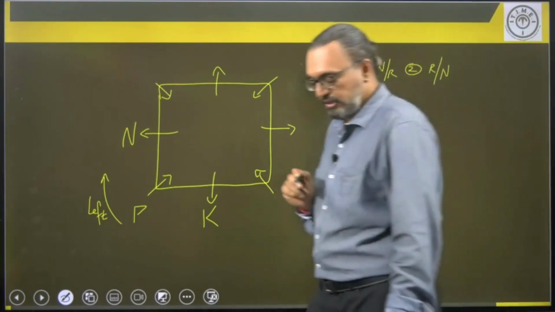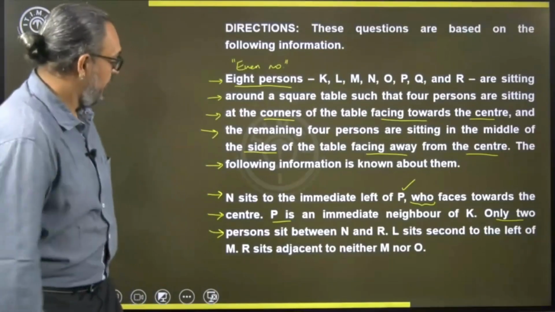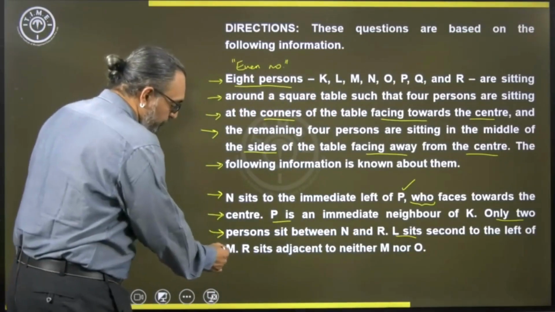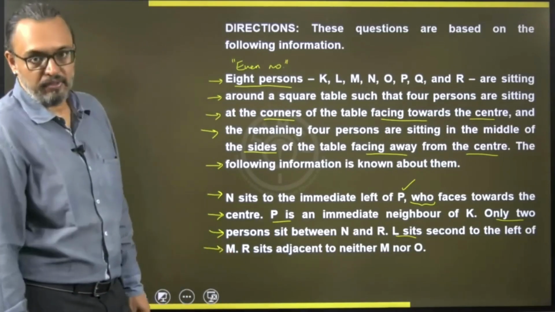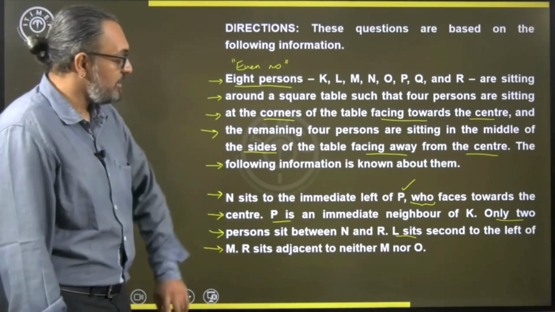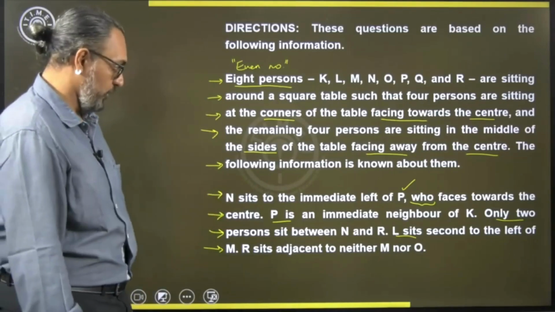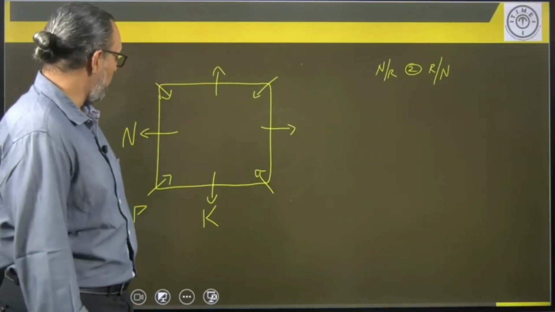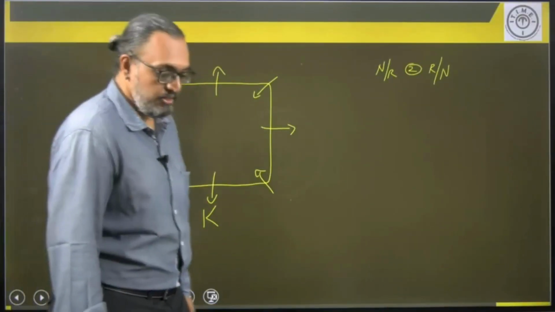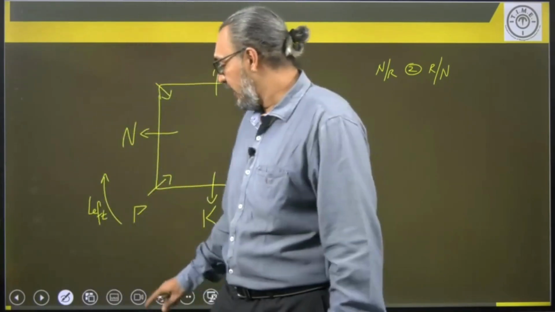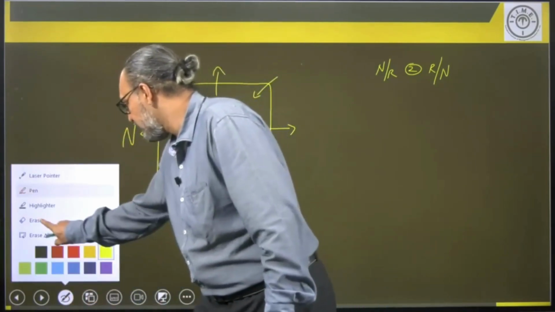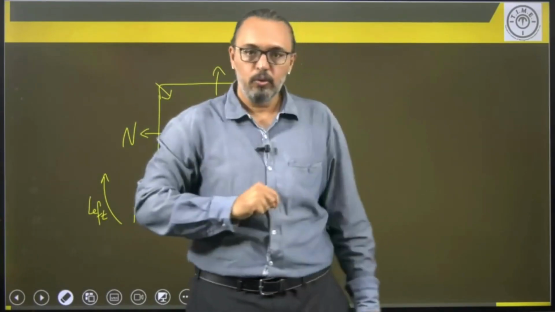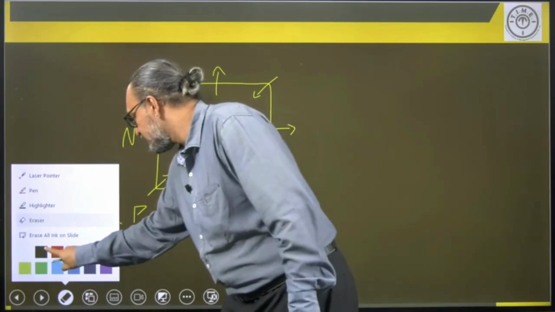Let us see further what instruction we have. Then L sits second to the left of M. Okay, and he says R sits adjacent to neither M nor O. Okay, so R is adjacent to neither M nor O. Okay, so for that point, we can now take another arrangement. Okay, so basing on that, we will look into the positions. So we'll take 2 arrangements for this.